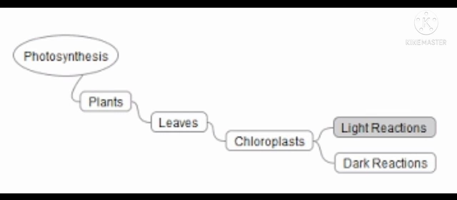In short, photosynthesis occurs in plants, that is, in the leaf. Leaves are the most important part where the chloroplasts are, and in the chloroplast the light reaction and dark reactions occur. We'll see the light reaction and dark reaction in our next lecture.